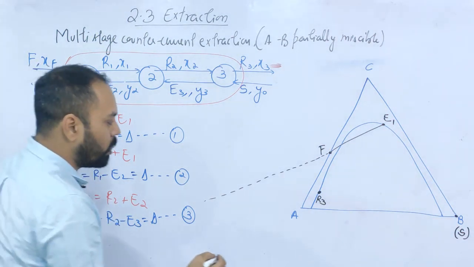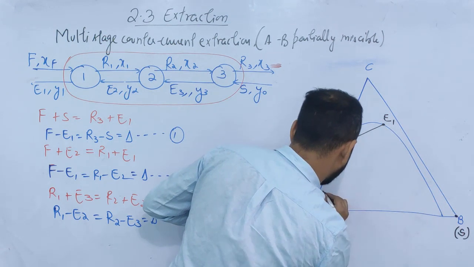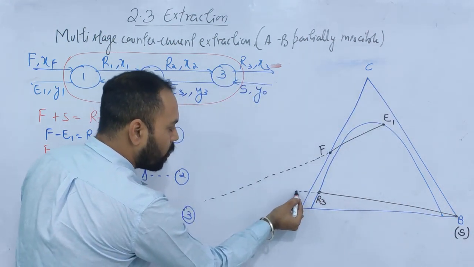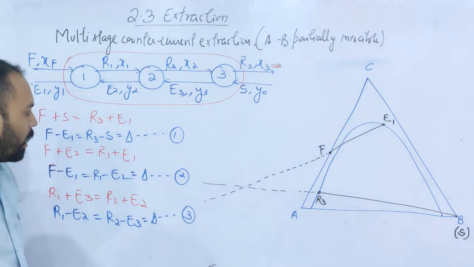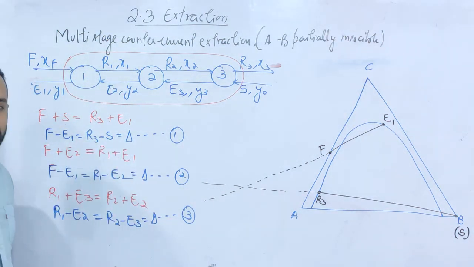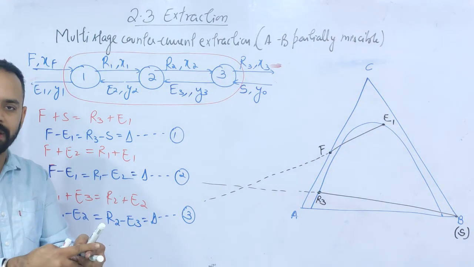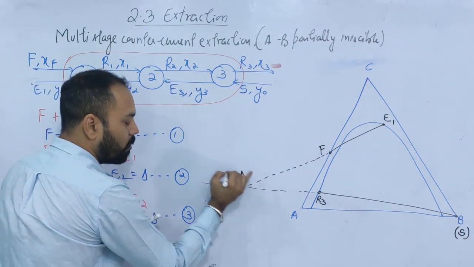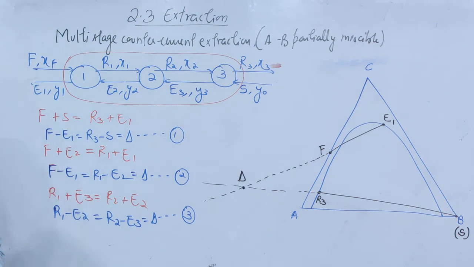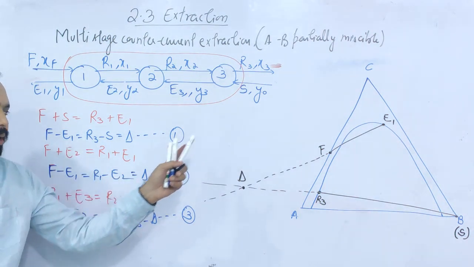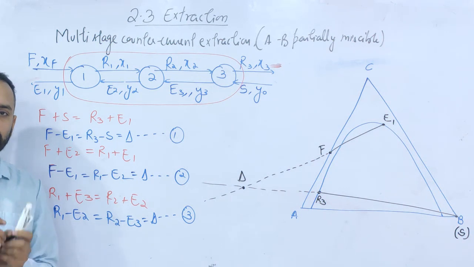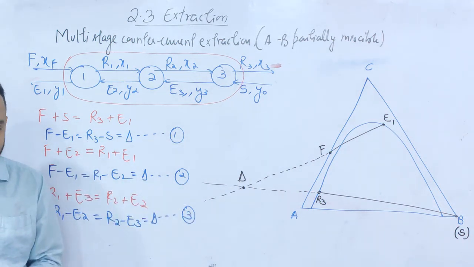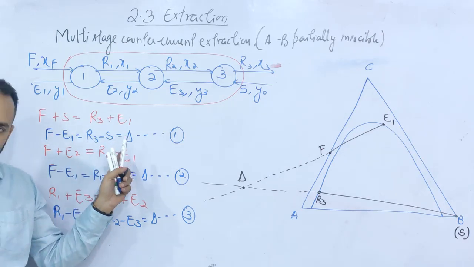So which 2 points you have to join? R3 and S. So join these 2. Fine. Extend it. And it says that delta also lies on this line. If a point lies on 2 lines, it means that the point is the point of intersection. So what is this? Delta. So I hope it is very clear how I made these lines and why I'm joining only F and E1 and only R3 and S. I'm not joining any other points. Totally depends upon the equation.